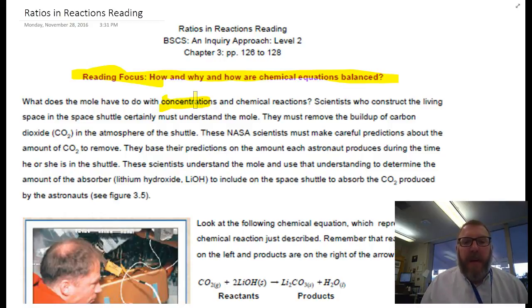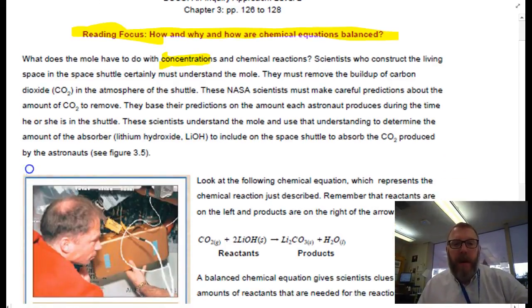They base their predictions on the amount each astronaut produces during the time he or she is in the shuttle. These scientists understand the mole and use that understanding to determine the amount of absorber, lithium hydroxide, LiOH, to include on the space shuttle to absorb the carbon dioxide produced by the astronauts. If you went to middle school in the Walla Walla Public Schools, in the 8th grade, you watched Apollo 13. And Apollo 13 was about this chemical reaction. They were trying to save the astronauts by figuring out how they could hook up their lithium hydroxide carbon dioxide scrubber with the round peg and the square hole setup.